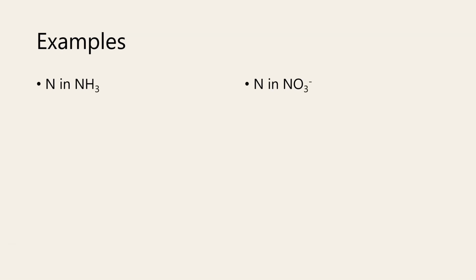So that's interesting. We had a nitrogen with a -3 oxidation state in ammonia and a nitrogen with a +5 oxidation state in the nitrate ion. That's quite a big variation, and we'll come back to that in a moment. Let's look at a couple more examples.